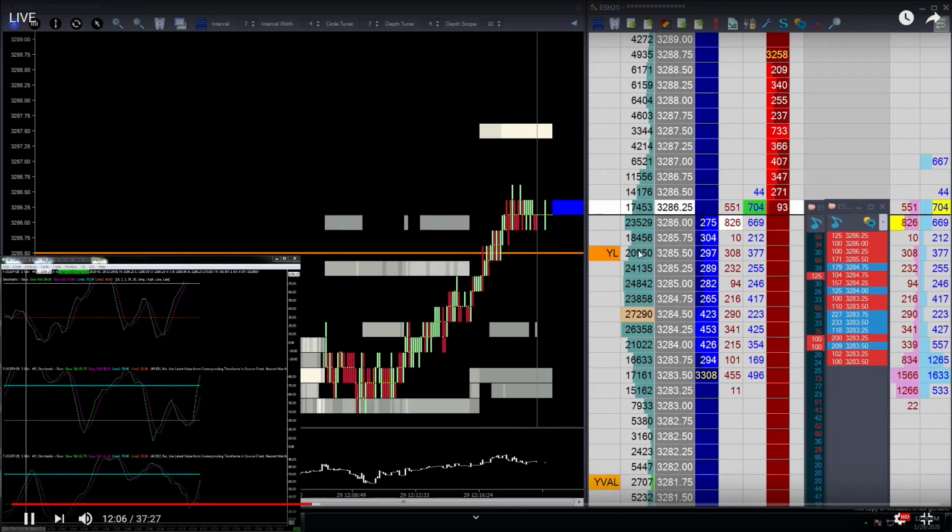So notice how this higher node right here is acting as sort of a magnet. It's going to be temporary. It's not going to hold it forever. But I know that, and I expect this to happen, this sort of sideways consolidation. Well, we're trading on the upper half of it, which is good because the market's trying to move away from it.